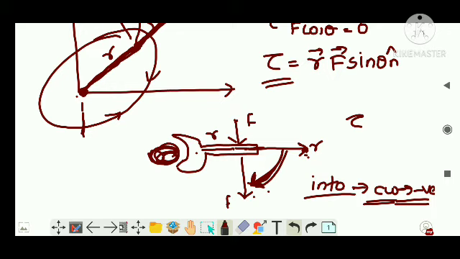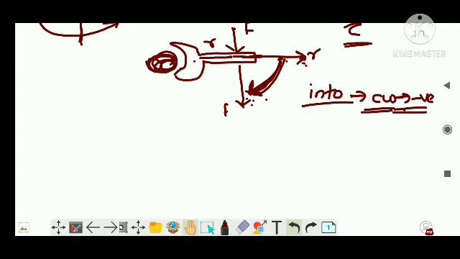Okay, so again r, then f, tip to tip movement. Keep your fingers in the r direction and bend them towards f. You will feel the thumb is into the plane, so torque is into the plane, and your fingers indicate the rotation from here to here, which is clockwise direction. Clockwise direction, take it as negative. Obviously in the other case, if the torque is out of the plane, then it is anti-clockwise rotation. So anti-clockwise rotation, please take as positive. This is a conventional method which you can use for doing problems.